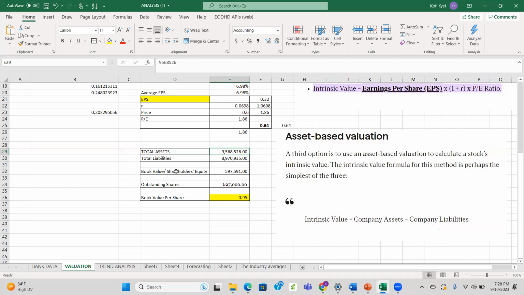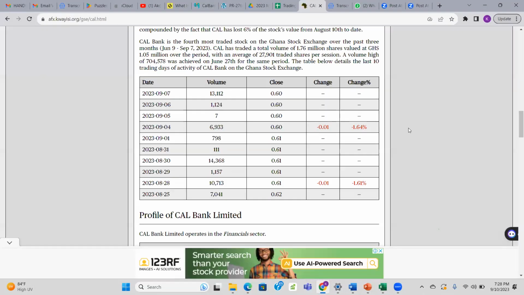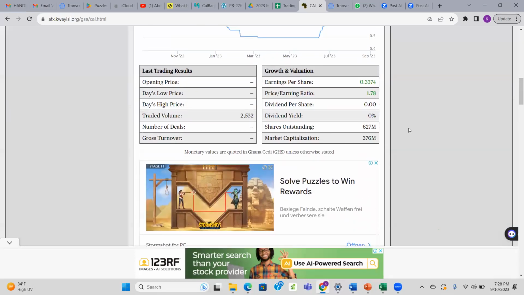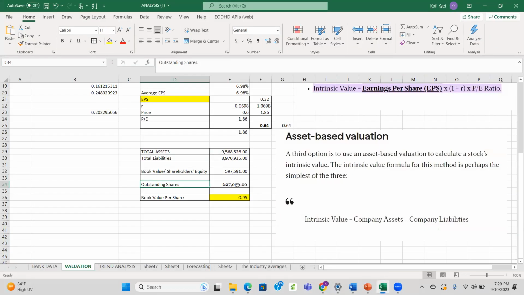So the book value here, this is what it will be. We take away the liabilities from the assets to get this figure. The outstanding shares can also be found on the same website as I showed you. When you scroll down, the outstanding shares figure is here. You can also get the same on the GSE website. These are the figures that you pick, but I want to urge that you do some probes before you pick them. So that's the outstanding shares.